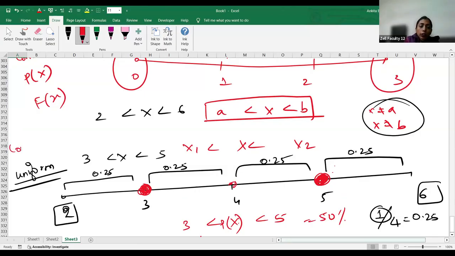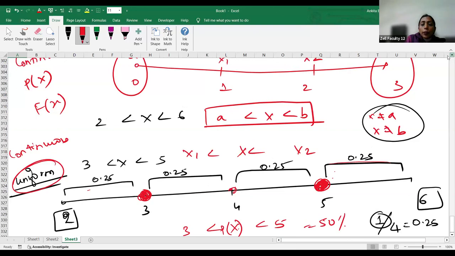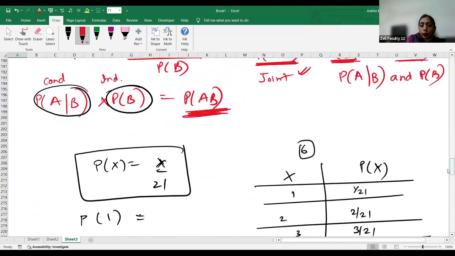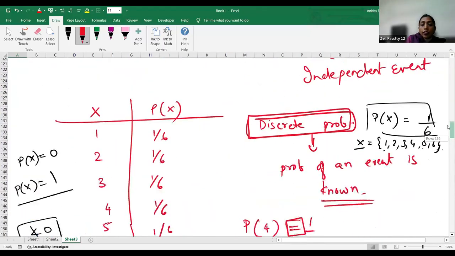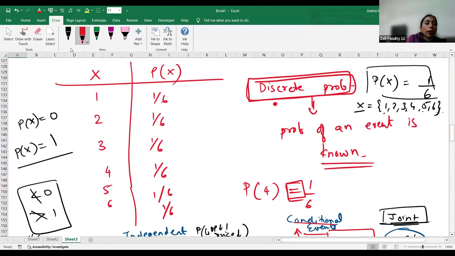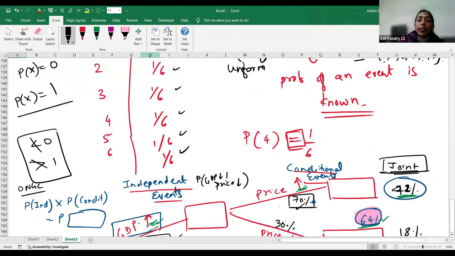So continuous distribution is that distribution in which you would not be having the probability at a particular point, but in between the points. A uniform distribution is one which has the same probability. Like the dice example that we had taken earlier, this distribution. So this is discrete probability, but what kind of discrete probability? Uniform. Why uniform? Because each probability is equal to the other.